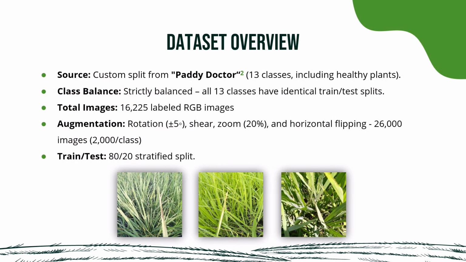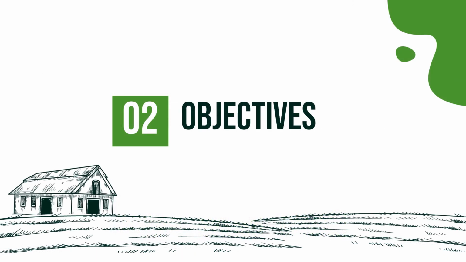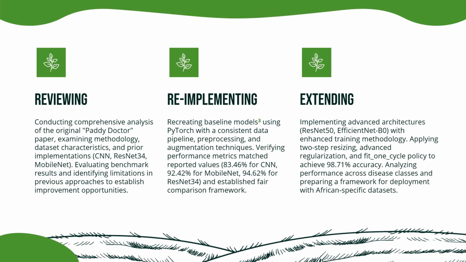Our dataset is a balanced subset of the Paddy Doctor benchmark. This dataset contains 16,225 labeled RGB images, spanning 12 distinct paddy diseases and a class for healthy leaves. Our objectives were divided into three main phases. The first phase involved reviewing prior implementations to identify limitations and areas of improvement. We went further to re-implement the baselines to understand their architectures and confirm reported metrics in literature. Lastly, we extended this work by introducing ResNet 50 and EfficientNet B0.